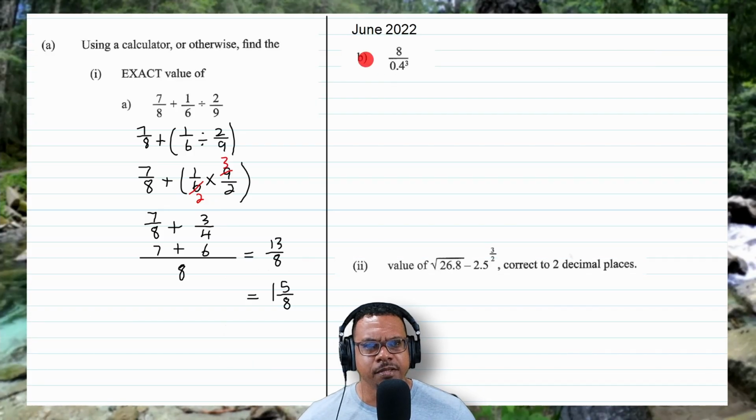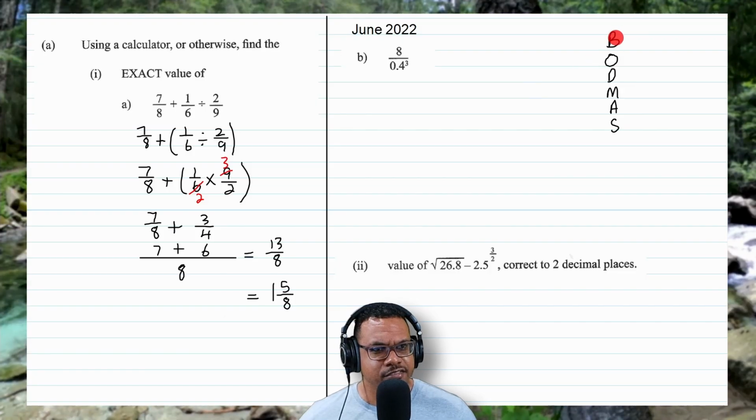Now here we have part B where we have 8 divided by 0.4 to the power of 3. Now if you look at BODMAS, the B stands for brackets, the O stands for power of, the D stands for division, the M stands for multiplication, and the A for addition and S for subtraction. So what we notice is brackets first, then you're going to work out power of, so powers come right after brackets. Then you have your division and multiplication. Then you have your addition and subtraction. So these are your 4 operations here: division, multiplication, addition, and subtraction.